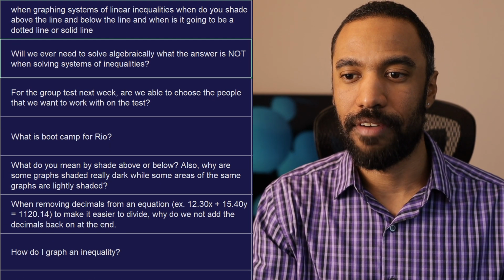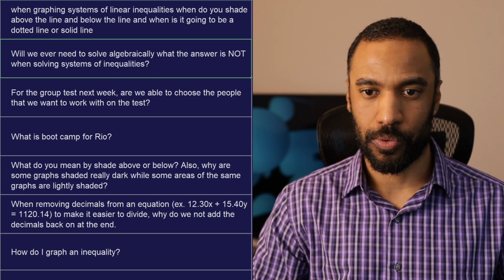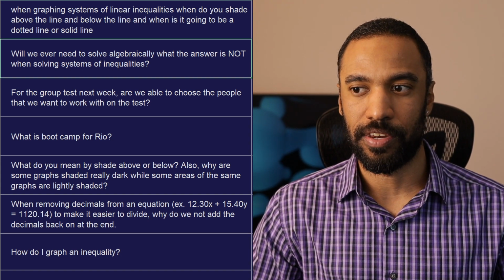Will we ever need to solve algebraically what the answer is not when solving systems of inequalities?